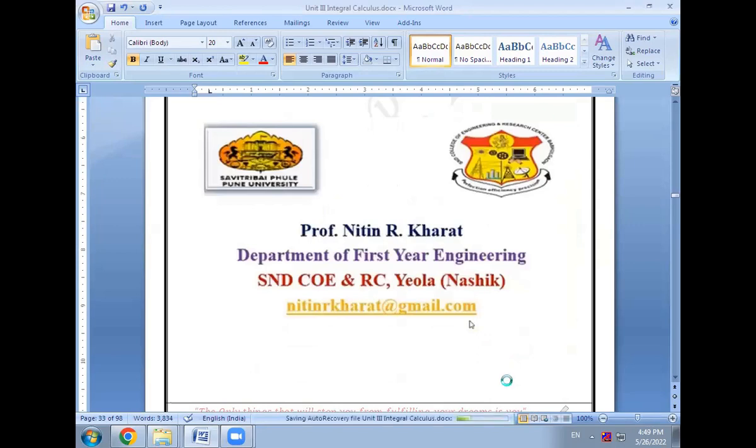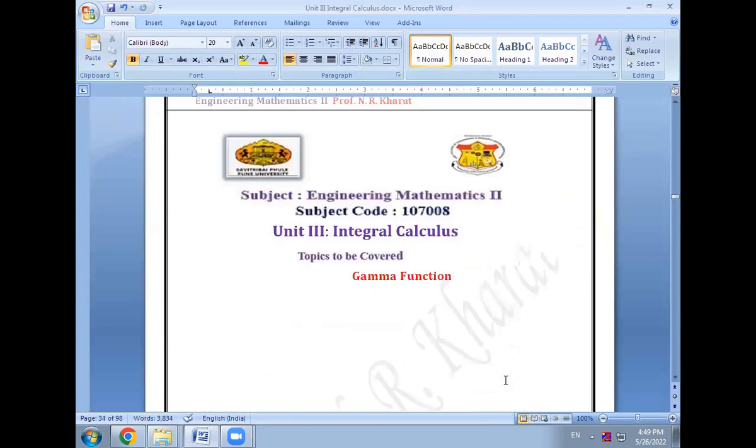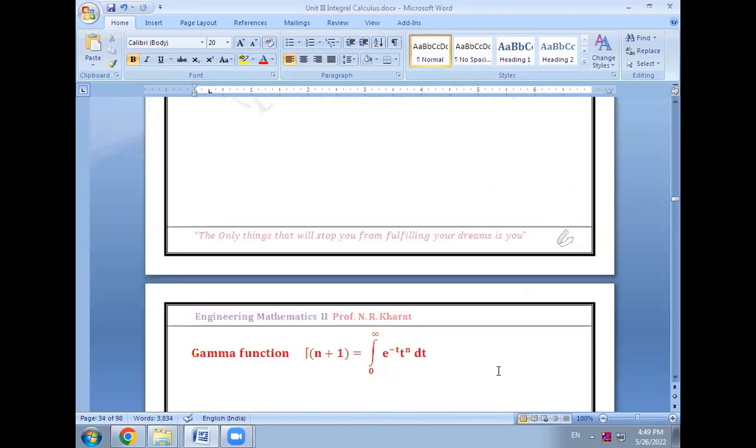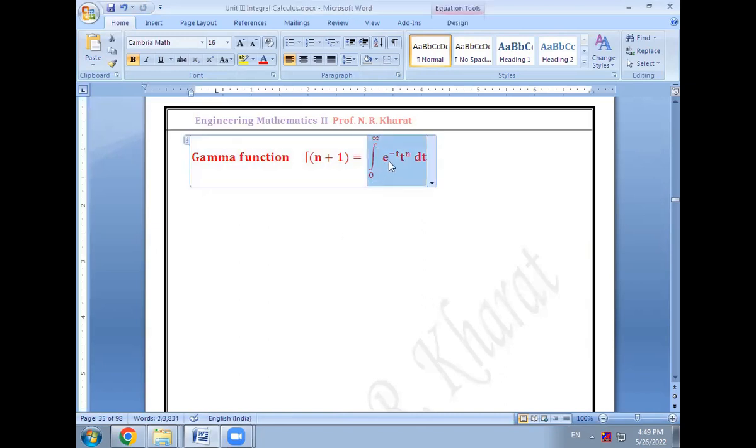Today we will continue with our topic gamma function, and we will see the next property of the gamma function. So let's start with the definition of gamma function. We already know the gamma function definition. If the integration goes from 0 to infinity, e raised to minus t, t raised to n dt is nothing but gamma of n plus 1.